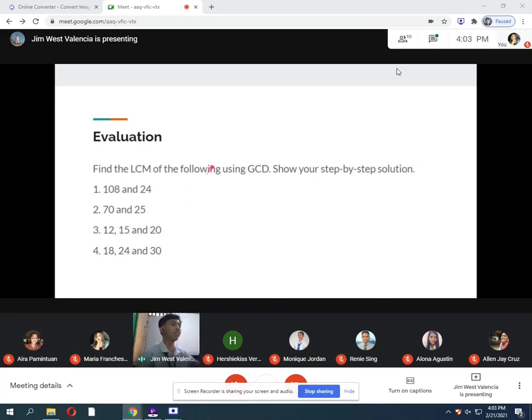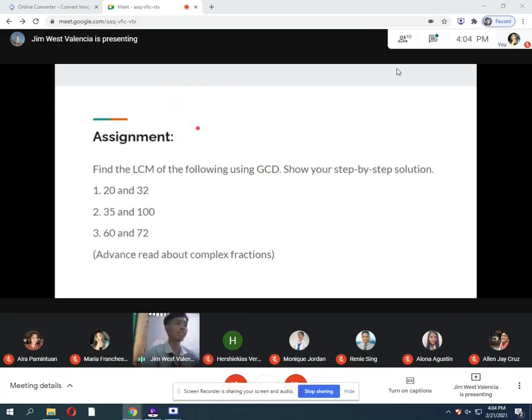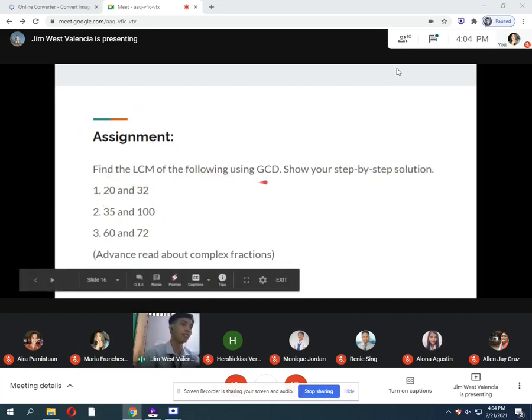Okay, mukhang tapos na yata ang lahat magsagot. So, that's all for today. Before that, kindly copy your assignment first. Okay. Find the LCM of the following using GCD. Show your step-by-step solution. Ito, individual to. Then, advance read about complex fraction. Kasi complex fraction, our next topic next week.